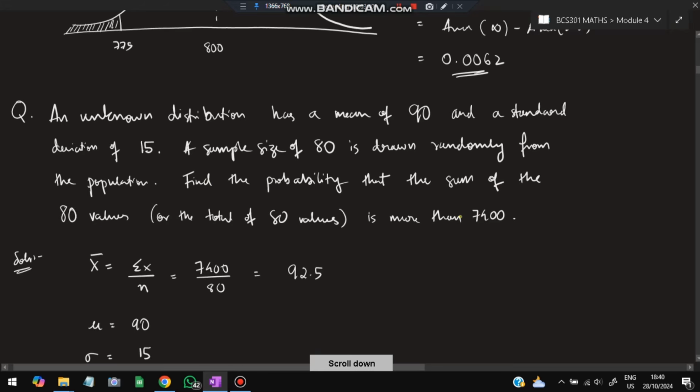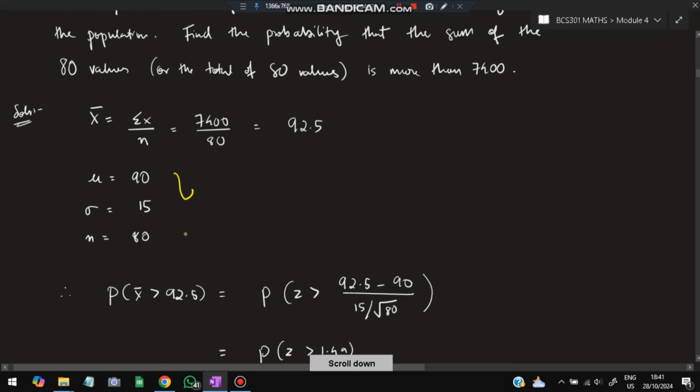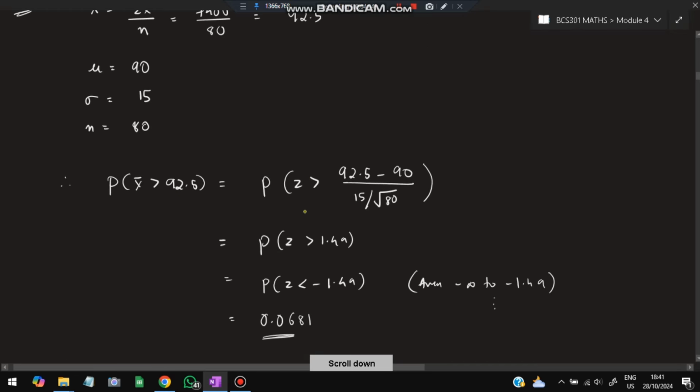Now the sum they have given is 7400 and the n value is 80. In order to calculate x bar, which is the mean of the random sample, they have taken 80 things in the sample, right? So I'll substitute 80 here, and the sum is 7400. So 92.5 is the mean. Now more than 7400 means I have to calculate the probability of more than 92.5. Got my point? I have to calculate it for more than 92.5.